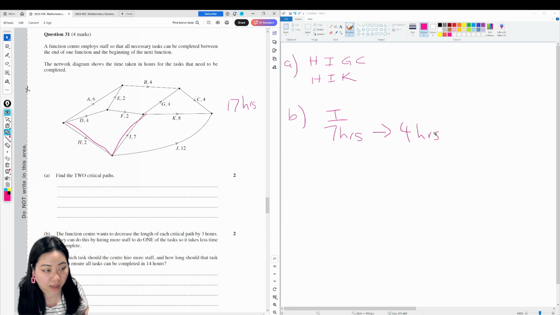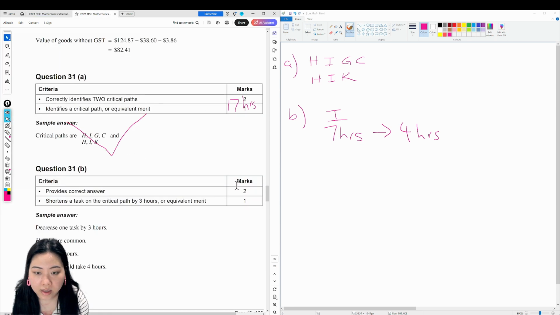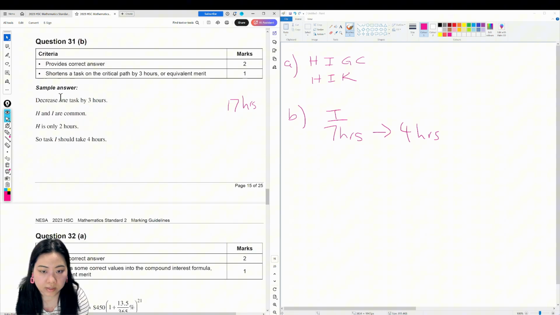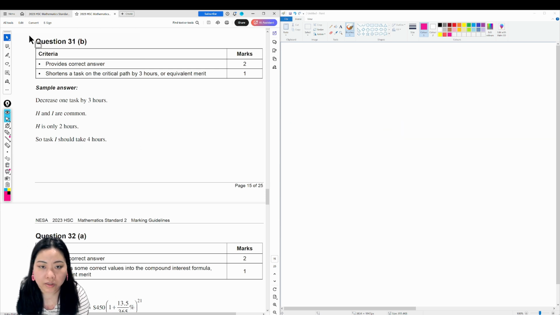And if they can do that, that means the critical paths are now going to finish at 14 hours, just like the rest. Let's see what the answers say. 31A. Here we go. Critical paths are H, I, G, C, and H, I, K. And then it says decrease one task by 3 hours. H and I are common. H is only 2 hours, so task I should take 4 hours. See? Let's go to question 32.